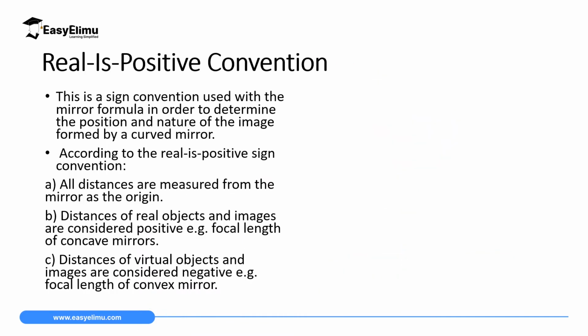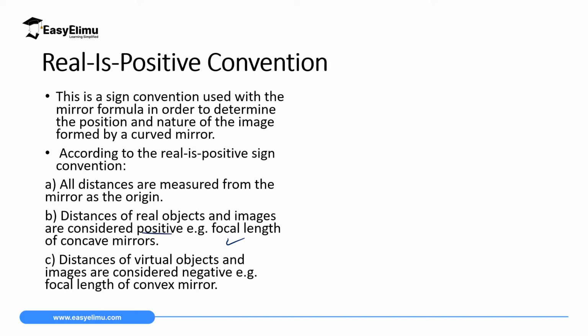So real is positive sign convention is a sign convention used with mirror formula in order to determine the position and the nature of the image formed by a curved mirror. According to this real is positive sign convention, all distances are measured from the mirror as the origin. If you have to measure U, that is the object distance, you have to measure it relative to the mirror. If you have to measure the image distance V, you have to measure it relative to the mirror. And if you have to measure the focal length, you have to measure it relative to the mirror. Then another important thing under this real is positive sign convention is that the distance of the real objects and the images are considered to be positive.